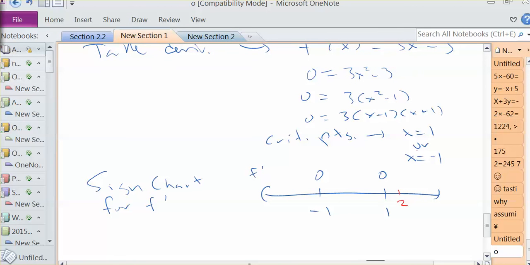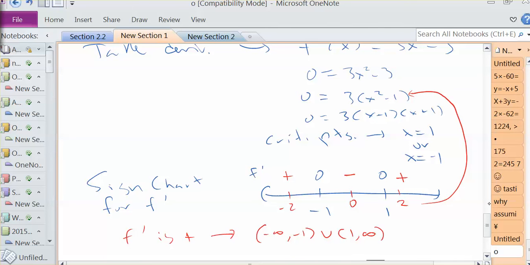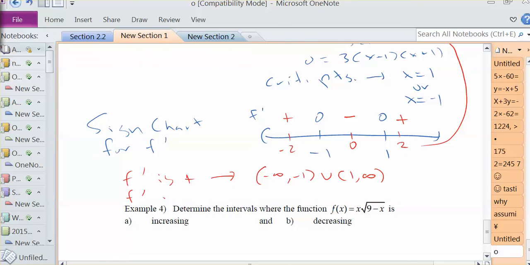Of course, if I plug 2 into my derivative, not the original function, mind you, I know it's positive here, but x equals 0 will be negative, and of course x equals negative 2 is back to being positive. So we would see that f prime is positive in these intervals from negative infinity to negative 1 and from 1 to infinity. Also, we'd see that f prime is negative from negative 1 to 1.